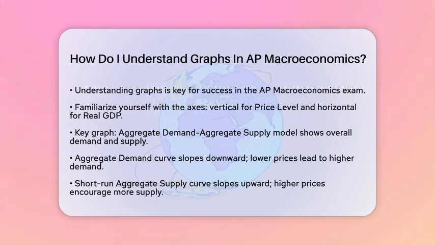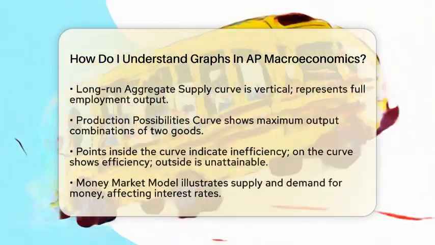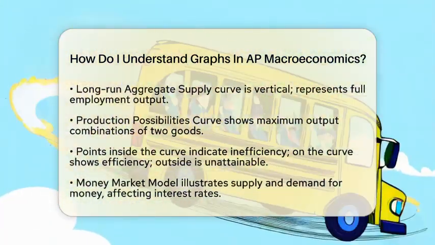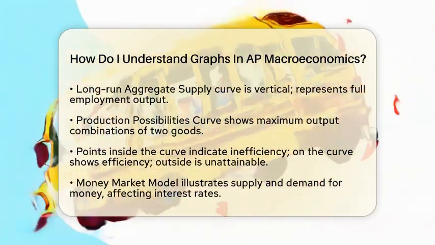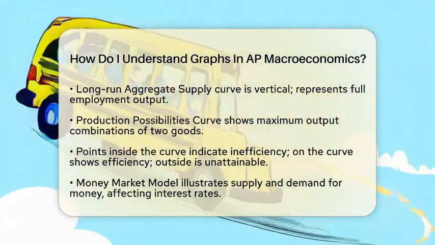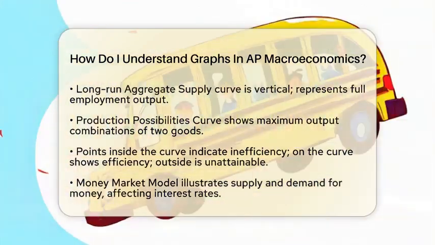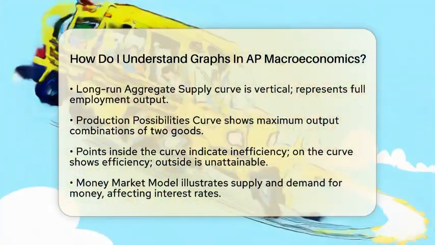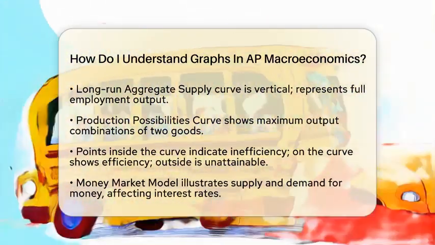Next, you will encounter several key graphs in your studies. One of the most important is the Aggregate Demand-Aggregate Supply model. This graph illustrates the overall demand for goods and services and the total supply in the economy. The aggregate demand curve slopes downward, meaning that as prices decrease, people tend to buy more. Conversely, the short-run aggregate supply curve slopes upward, indicating that higher prices encourage producers to supply more goods. The long-run aggregate supply curve is vertical, representing the economy's full employment output level.